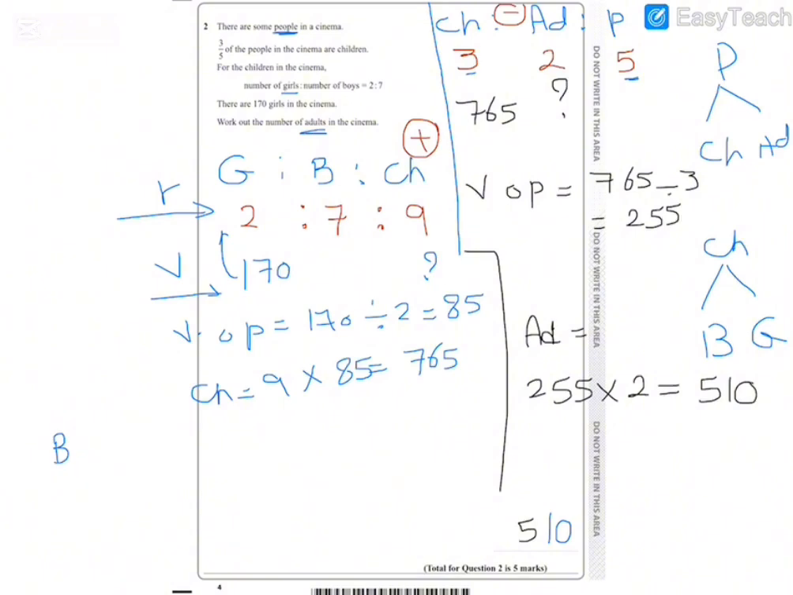Normally boys, girls, children, adults, people. Okay, it's a famous ratio. This is question number 2.